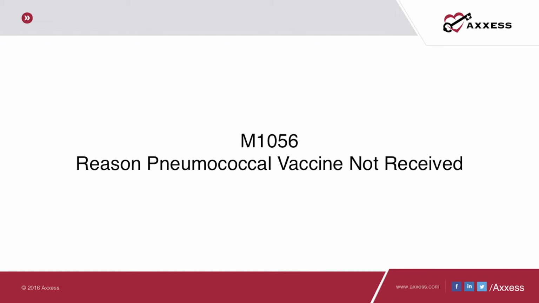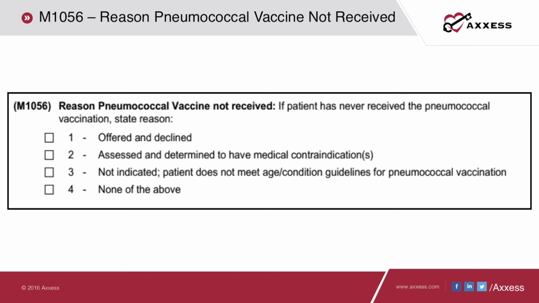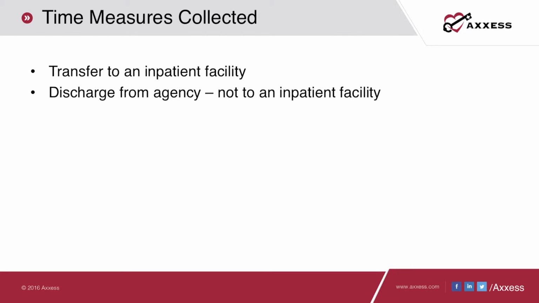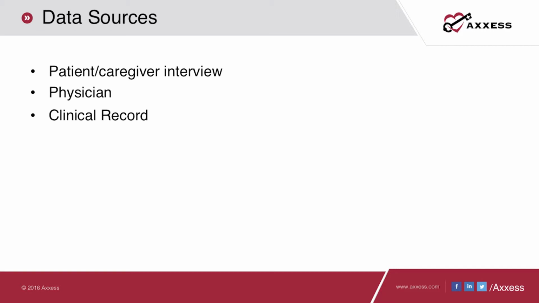M1056, reason pneumococcal vaccine not received. If the patient has never received the pneumococcal vaccine, state the reason. This indicator is collected at transfer to an inpatient facility and again at discharge from agency OASIS. The clinician should consider patient-caregiver interviews, review of the clinical record, and information received from the physician.